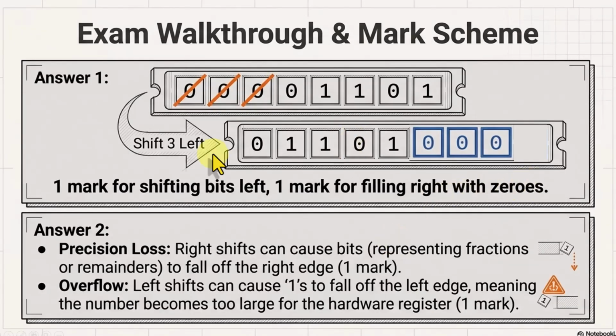See, for the first one, 3 shift lefts, so that is 0, 1, 1, 0, 1. We have 3 empty places there, and because it's a logical shift, we just put 0 there. The answer for the next question is: right shifts can cause bits representing fractions or remainders to fall off the right edge, and left shifts can cause ones to fall off the left edge, meaning the number becomes too large for the hardware register. So that is 2 marks there.